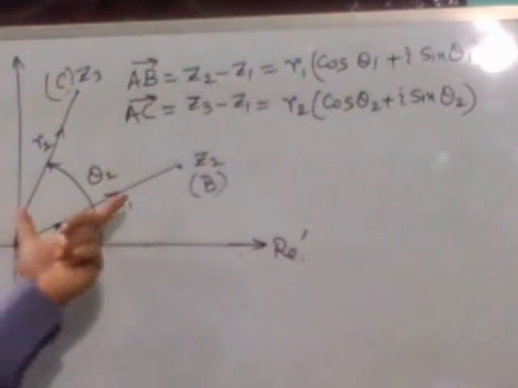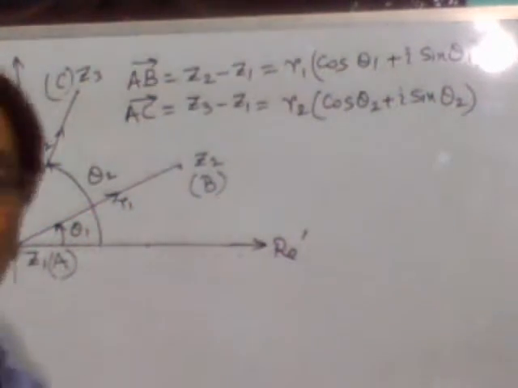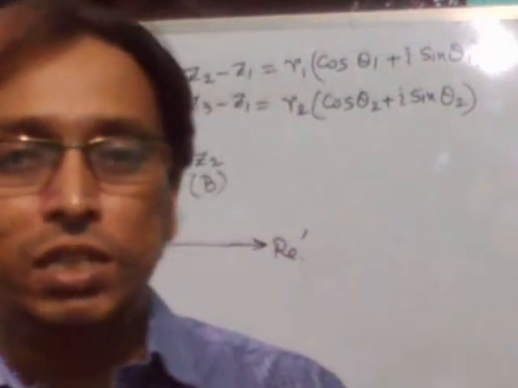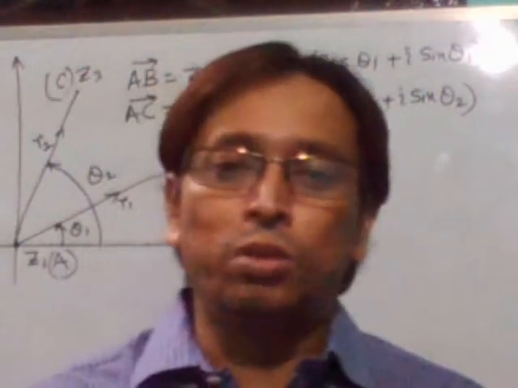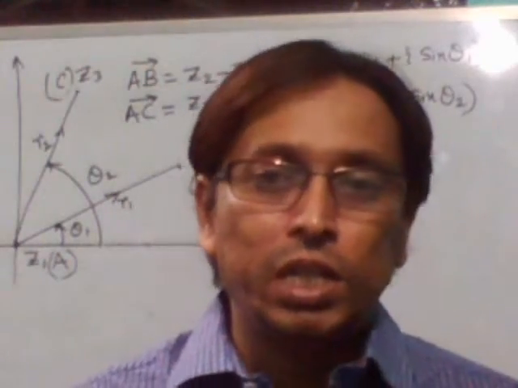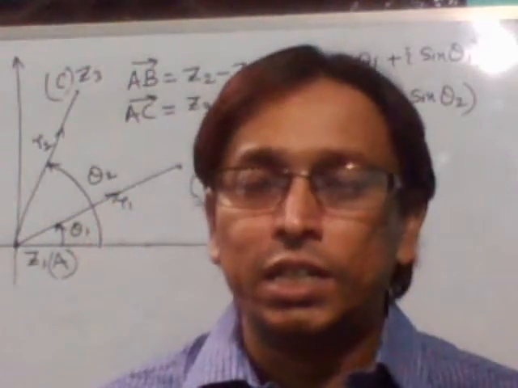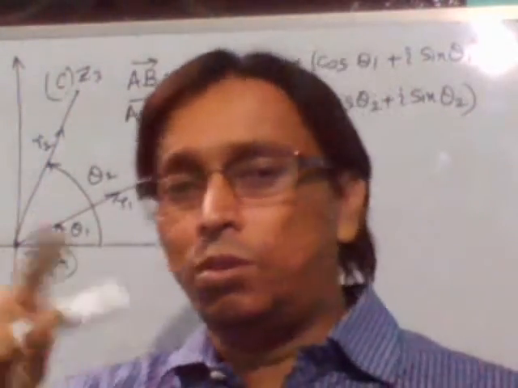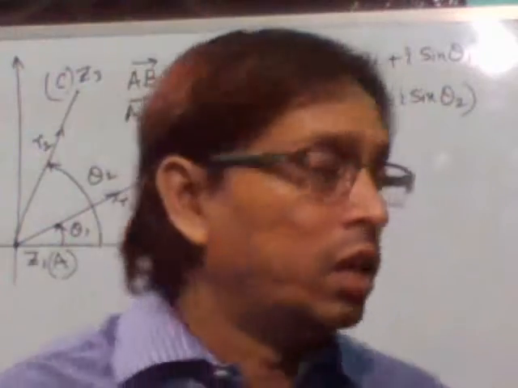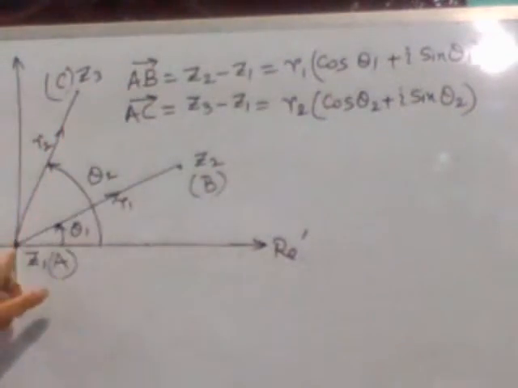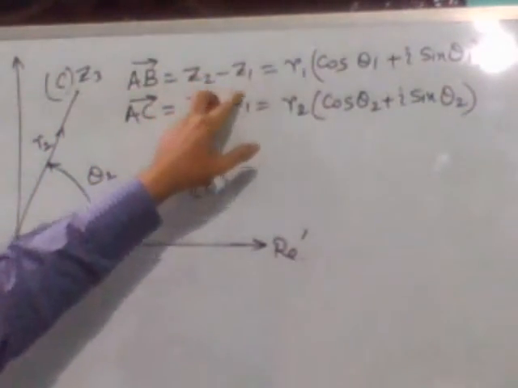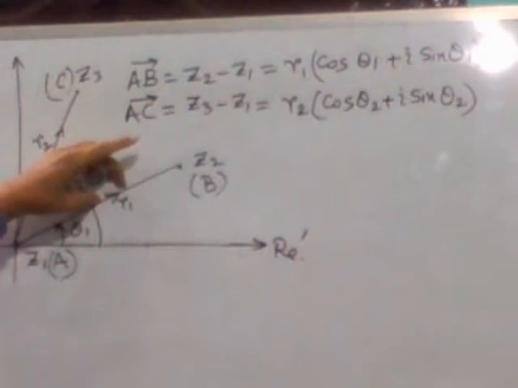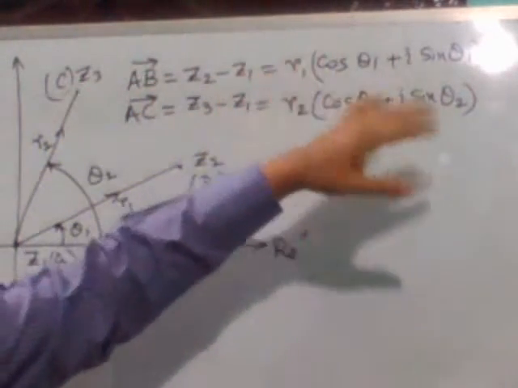So this is the vector representation of a line. If it is a point, then its representation is Z into cos theta plus I sin theta. If it is a vector, a line, then it will be Z3 minus Z1 or Z2 minus Z1 into cos theta 1 plus I sin theta 1. So it is just like AB vector is Z2 minus Z1, and that is equal to its length R1 into cos theta 1 plus I sin theta 1.